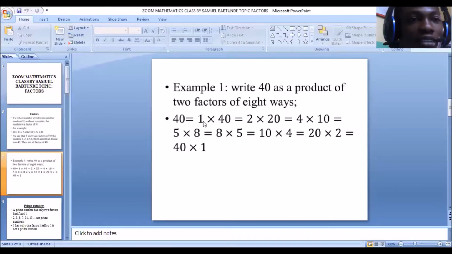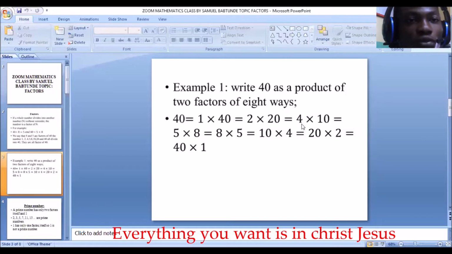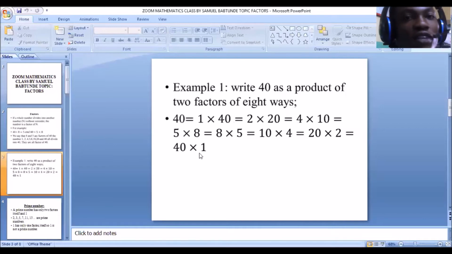So you see, when you count it, you have 1, 2, 3, 4, 5, 6, 7, 8. So now 40 has been expressed as a product of 2 factors in 8 ways. We've expressed 40 as a product of 2 factors in 8 ways.